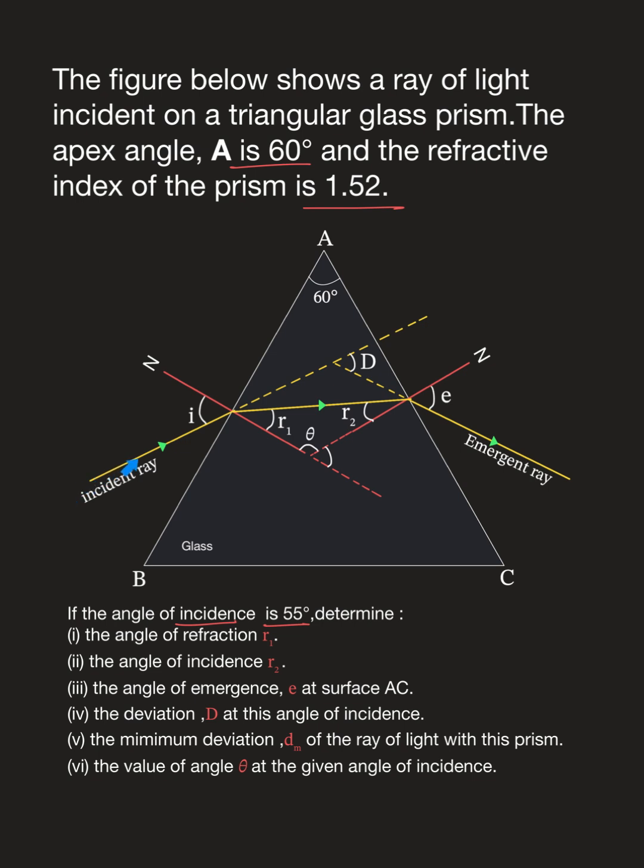When a ray of light enters the triangular glass prism, it undergoes refraction. So this line is the refracted ray. As the light ray comes out of surface AC, it is refracted again, as you can see. So the angle between the normal and the emergent ray is called the angle of emergence E.